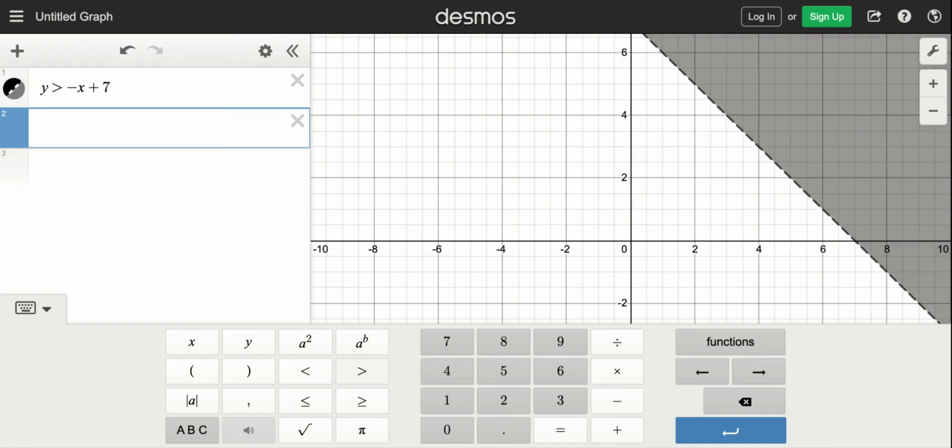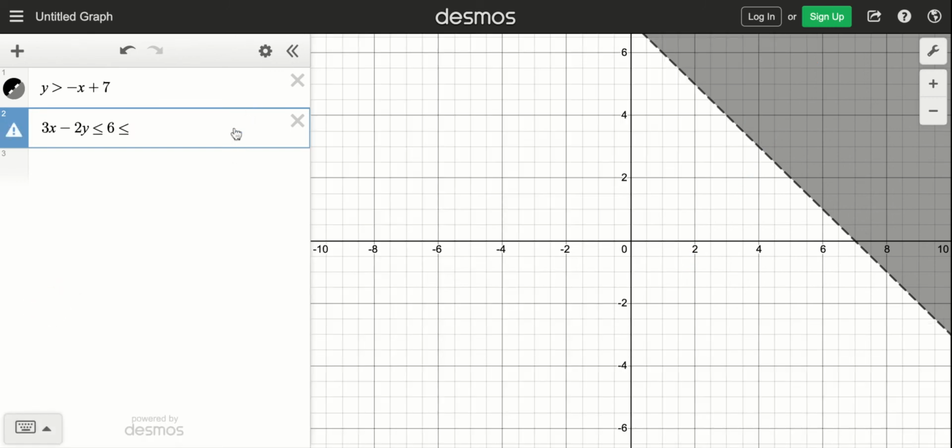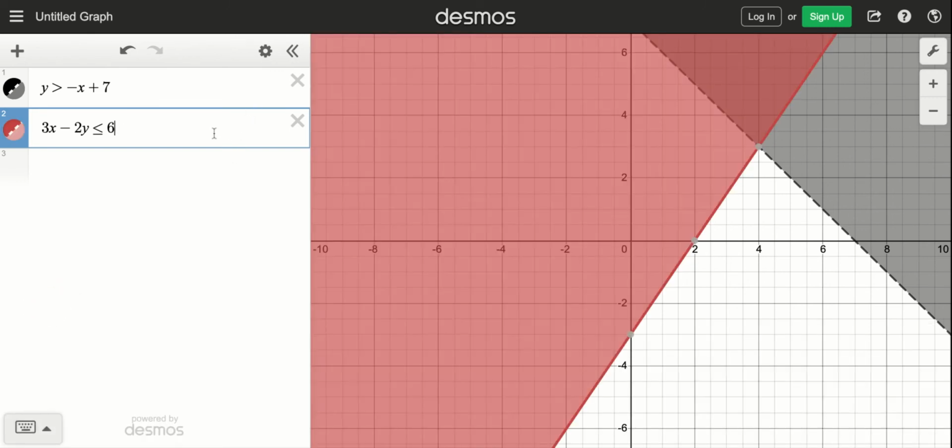And then I'm going to make another one. Let's mix it up. Let's say 3x minus 2y is less than or equal to 6. All right, so it graphed both inequalities, it shaded both of them, and you can see where the overlapping shading is, and that's what you would shade in Math Excel.